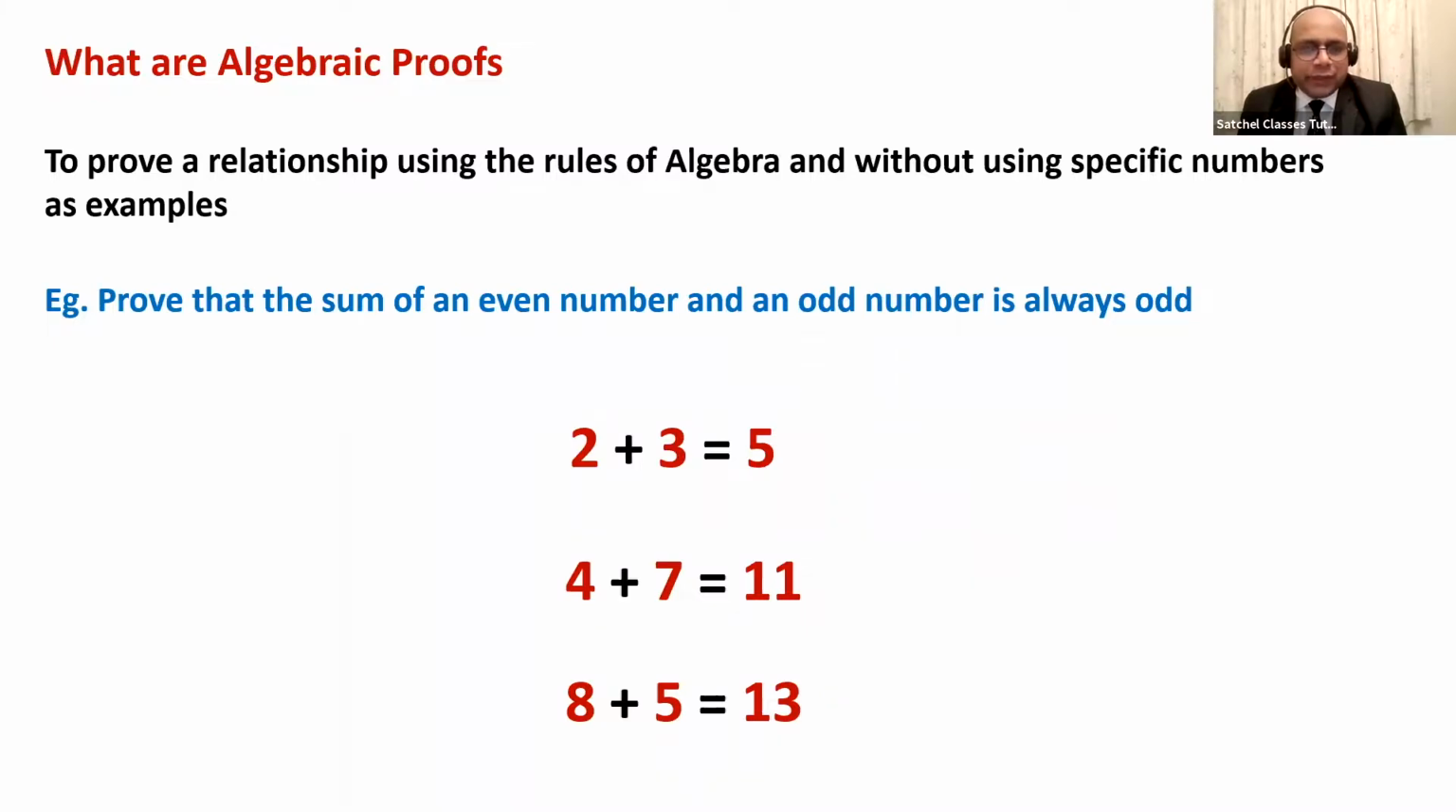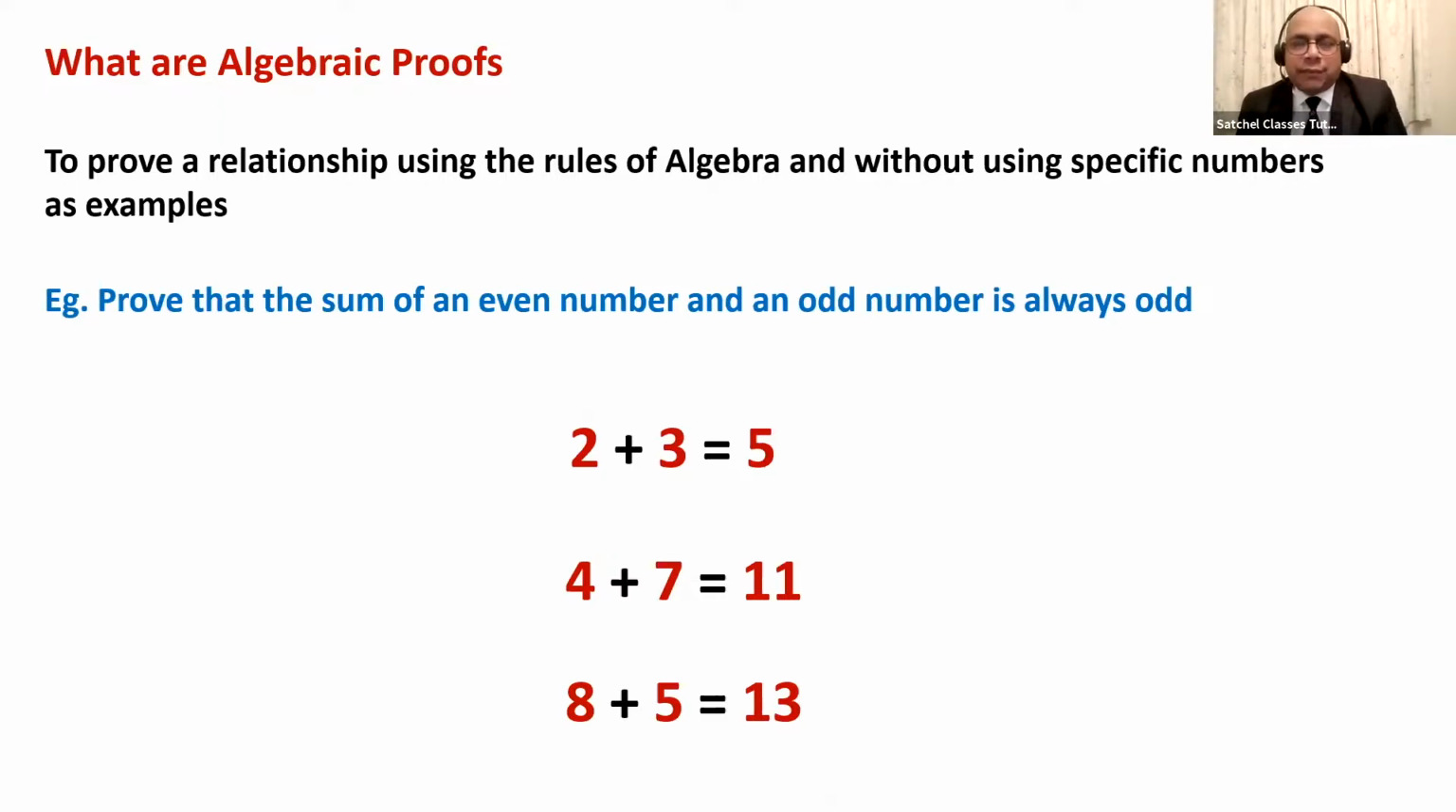But what if this is true only for these specific examples? How do we generalize it? How do we know that it is true for every number in this world? What if there is a set of even and odd numbers which add to an even number and we are not sure about them? So in such cases, we need to prove them algebraically so that it's true generally. It's not true for some specific set of numbers, it's true in general. So these are called algebraic proofs: when we prove a particular mathematical relationship using algebra.